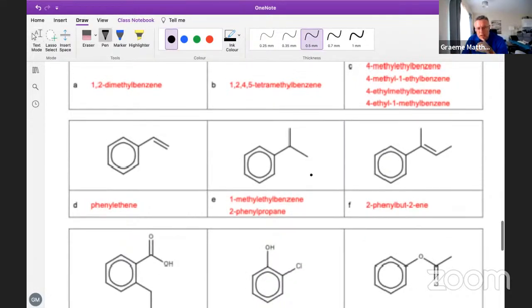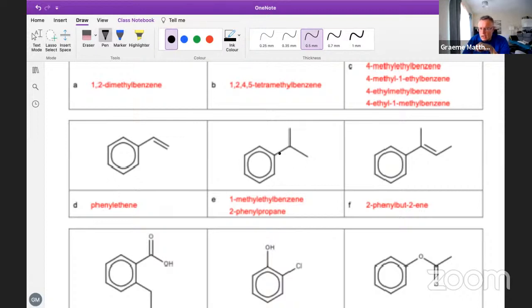Take a look at this one then. All right. Right here, this is how I would name it. We have a choice. You've got 1-methylethylbenzene, okay, or we've got 2-phenylpropane. Either one would be correct. On this one, chemists, I would go with the first one. And the reason is because if it was just a methyl coming off, this would be methylbenzene, right? If it was an ethyl, then it would be ethylbenzene.